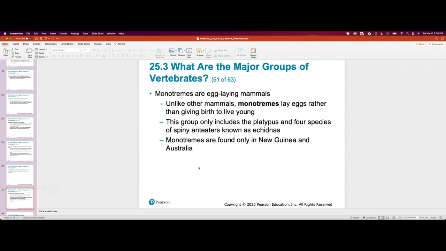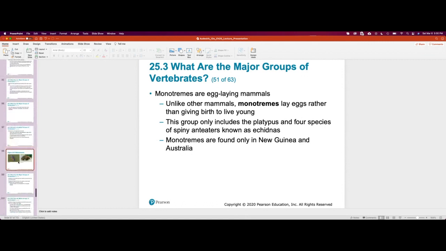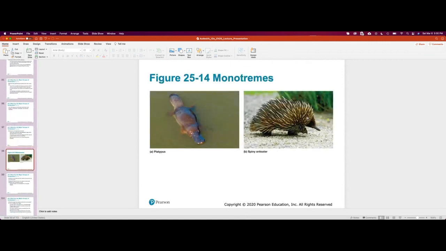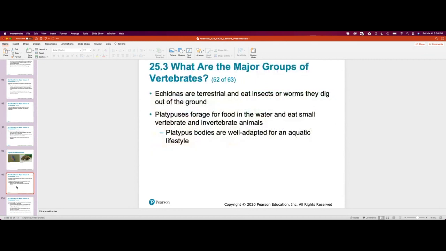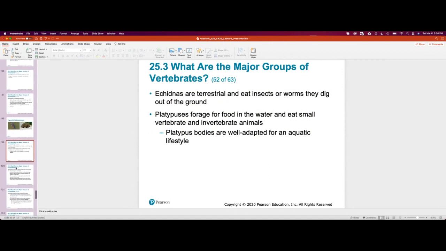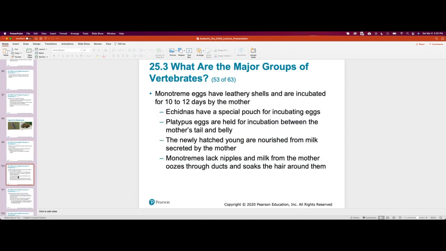known as echidnas. I don't know, very strange word. They're only found in New Guinea and Australia. So here we have spiny anteater and a platypus. Platypuses are known for being adapted to aquatic life.